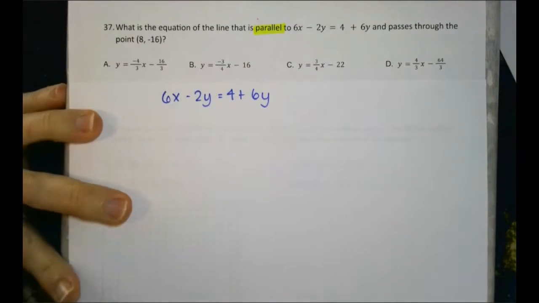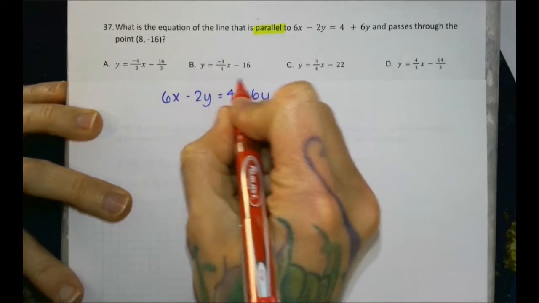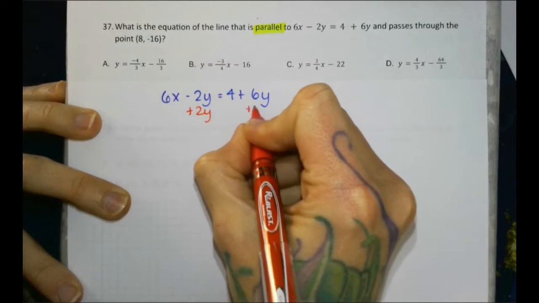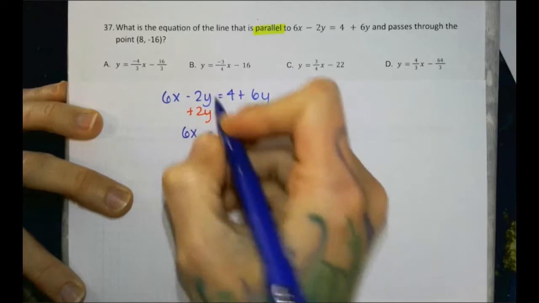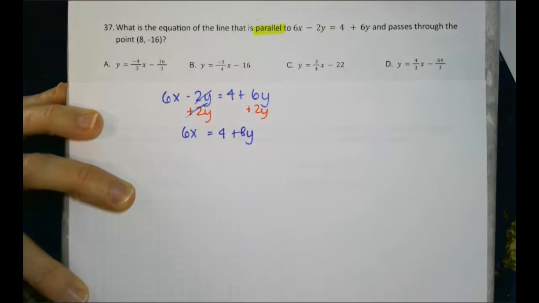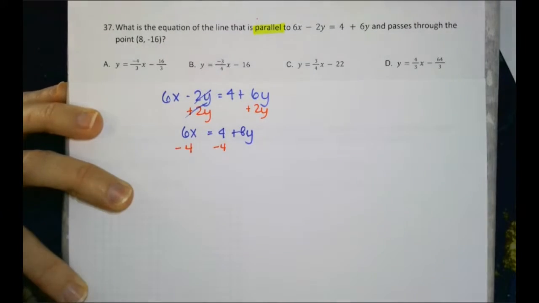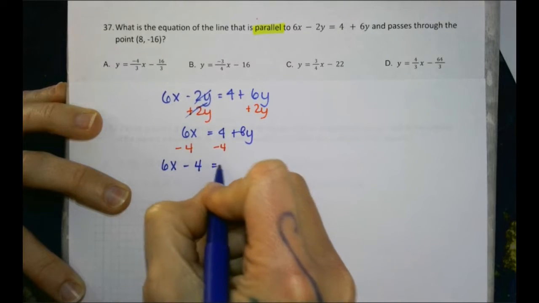We're going to isolate y because we need to get this in y equals mx plus b. I'm going to move y to this side because it'll make it positive. So add 2y, add 2y. 6x equals 4 plus 8y. I'm going to move the constant over there with our mx, and then our negative 4 is going to be our plus b. So it's going to be 6x minus 4 equals 8y.